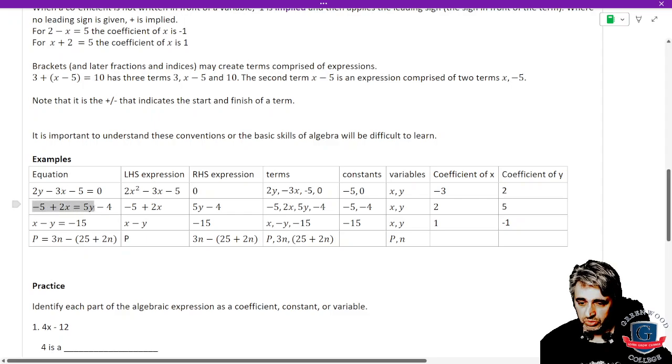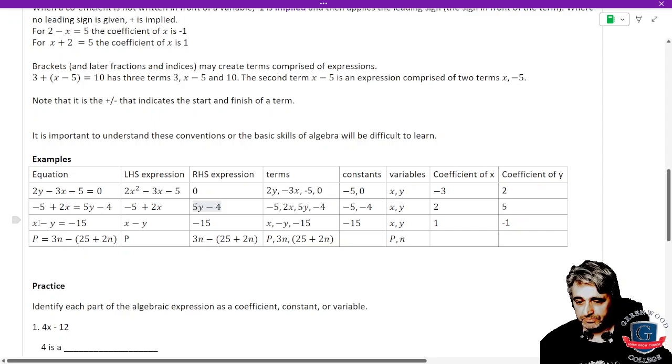Now, here we are with another equation. The left-hand side is this. The right-hand side is this. So we put the left-hand side in the left-hand side expression box, and 5y minus 4 goes in the right-hand side expression box. The terms are -5, 2x, 5y, and -4. The constants are -4 and -5. The variables are x and y. The coefficient of x is +2, and the coefficient of y is 5.